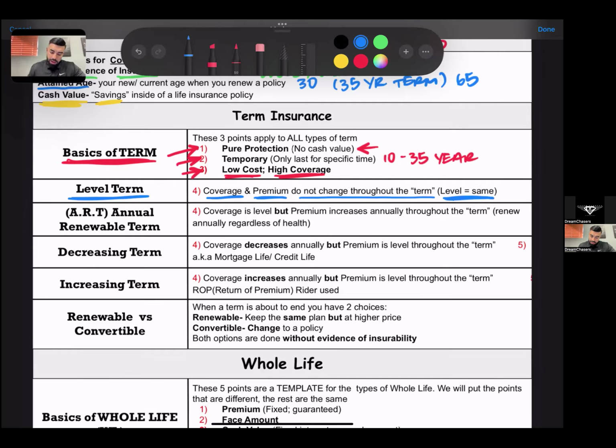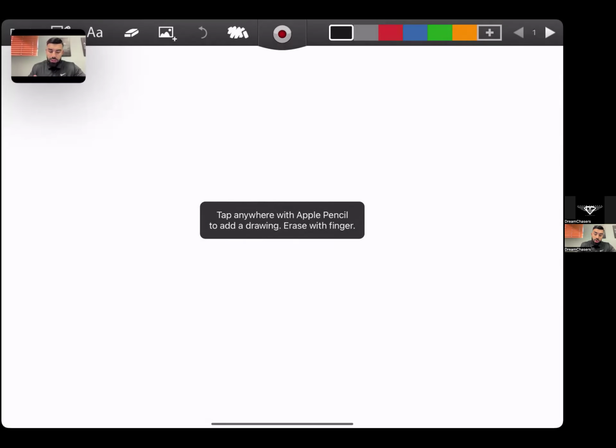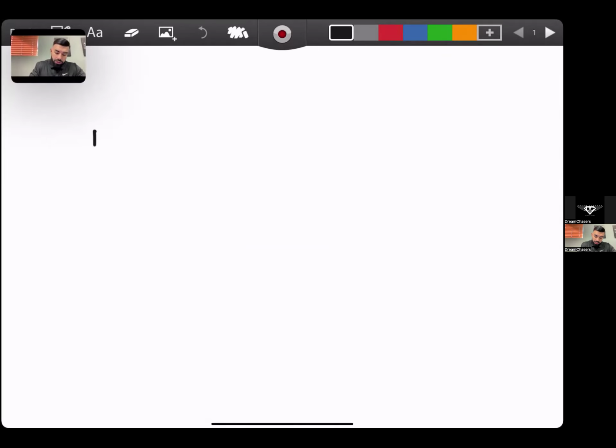Now, let me give you an example of that. So I'm going to draw on these different types of policies. I'm going to give you guys a little drawing example just to really help simplify and help understand them. So this is a level term policy.